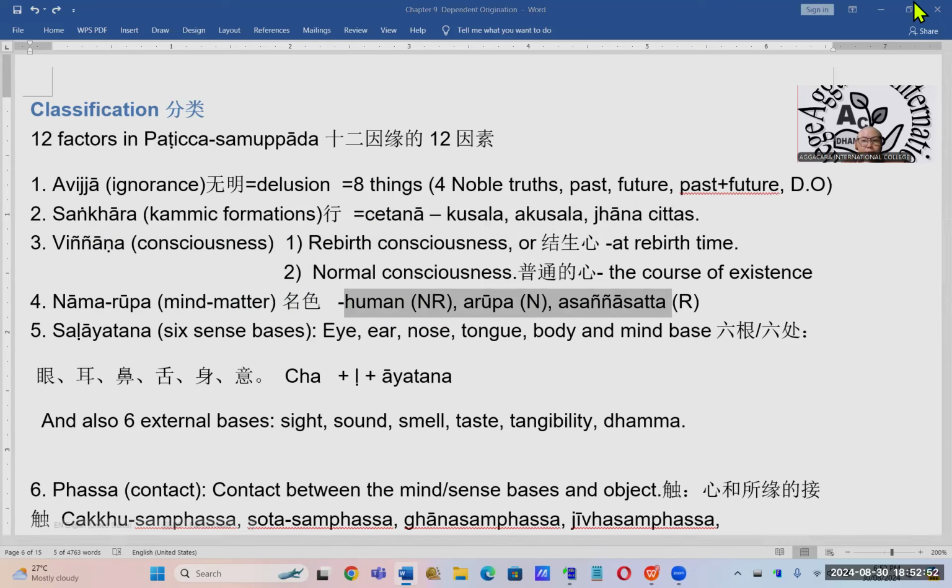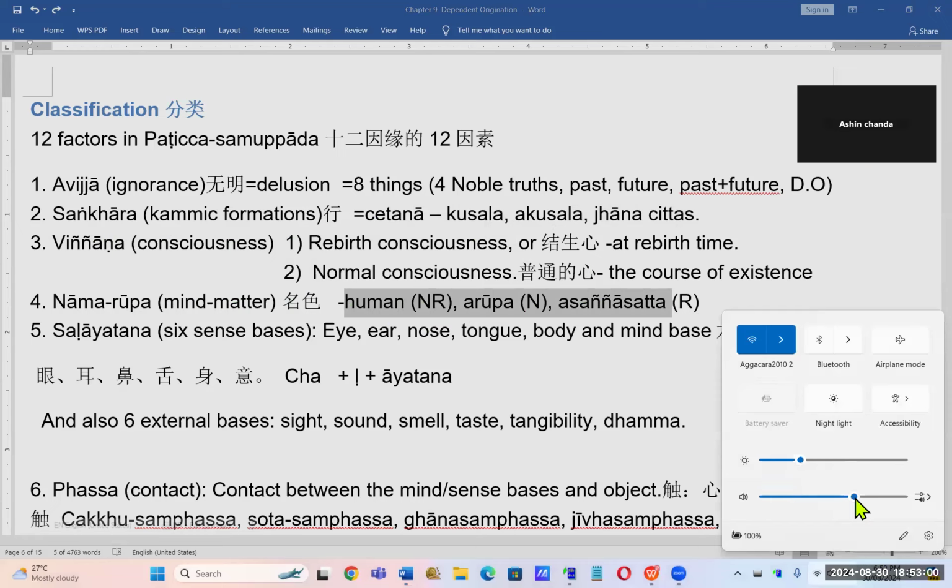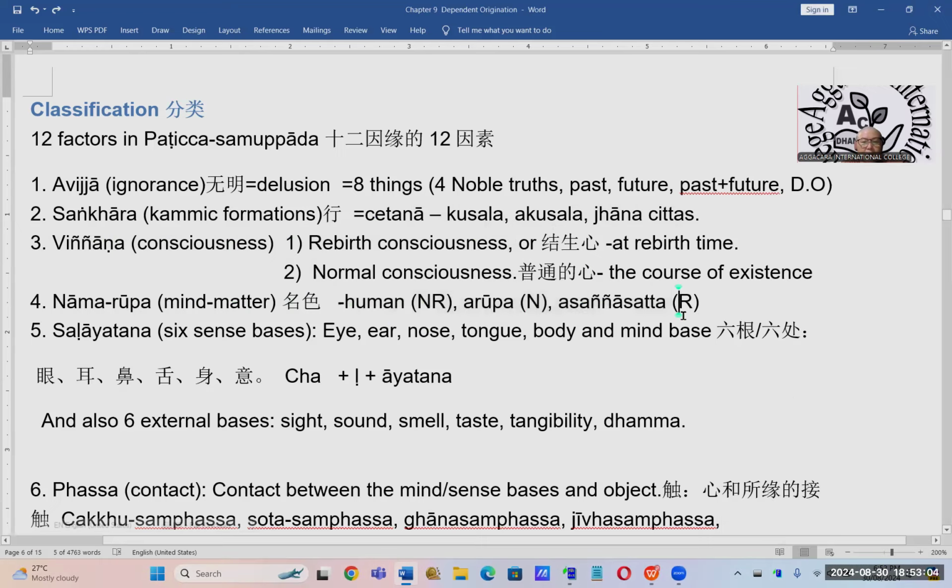Yes, Ashin Chanda? I'm confused about asanya sata. Is it only rupa bhava, or rupa only? Is it a plane among the 31? Yes, it's one of the 31 planes of existence. Your question is not clear, but I think in the fourth or fifth jhana, there's one being that just stays as a statue. Is it in the rupa jhana or arupa jhana? This is talking about the rupa jhana. So the asanya sata is inside one of the jhanas, the fourth or fifth jhana.